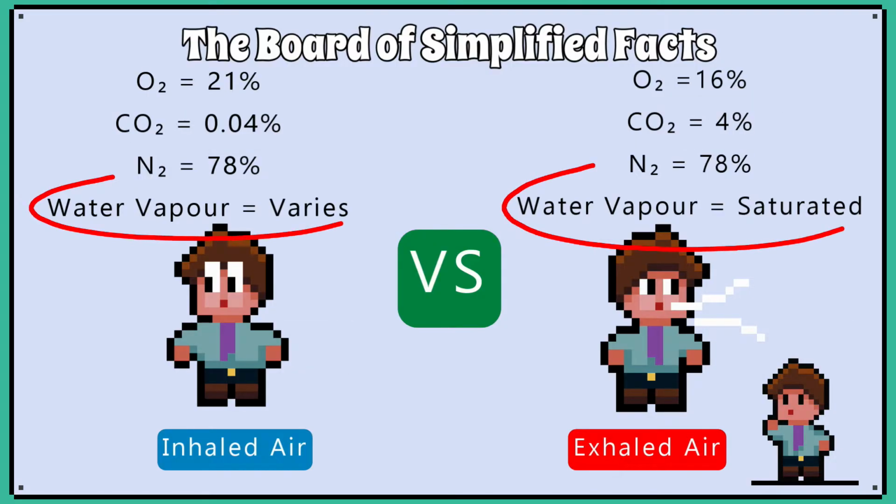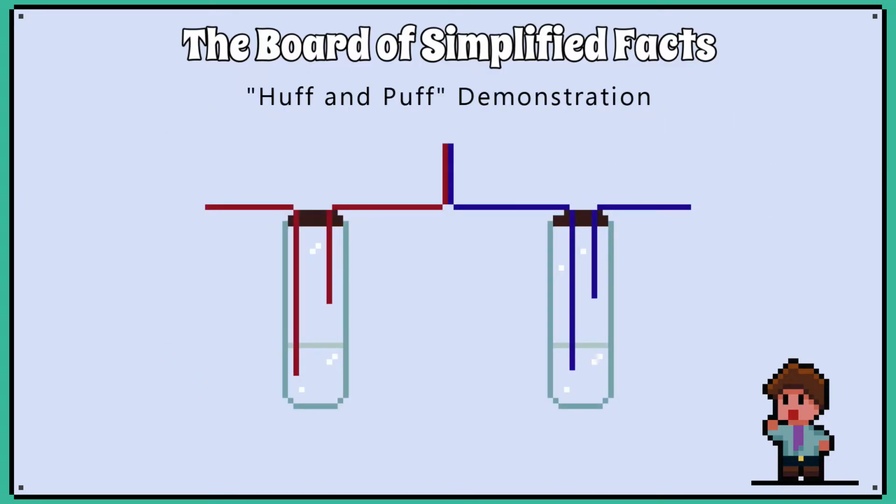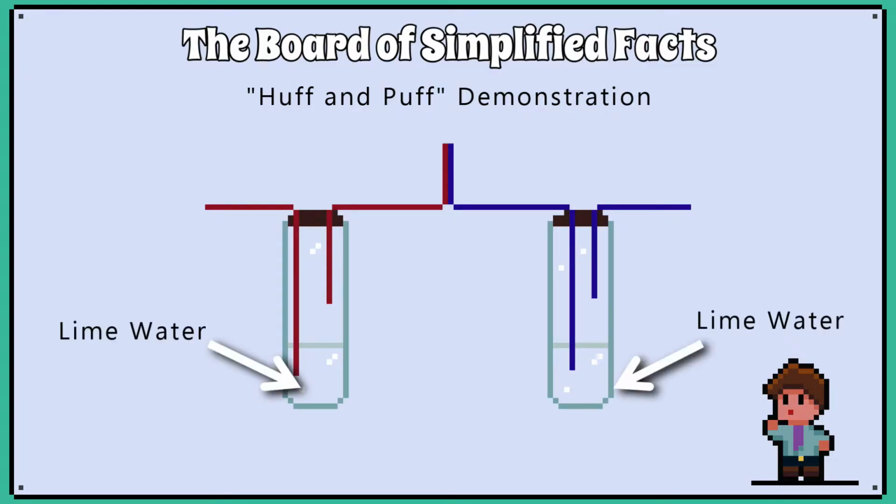Water vapor is saturated in exhaled air because the alveoli are moist and the air is warmer so it can hold more moisture. A simple huff and puff demonstration can show how exhaled air has more carbon dioxide than inhaled air. Lime water is used as a test for carbon dioxide. If the lime water turns cloudy, or some describe it as milky, then that means carbon dioxide is present.